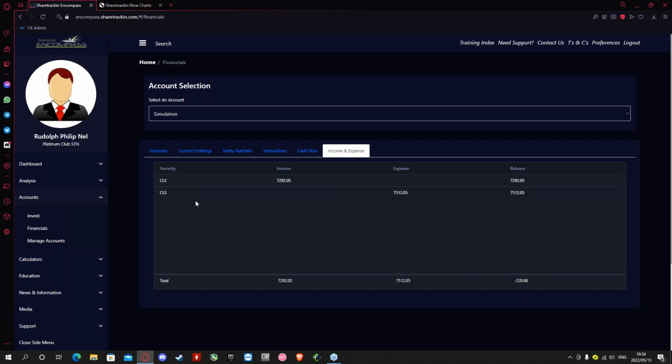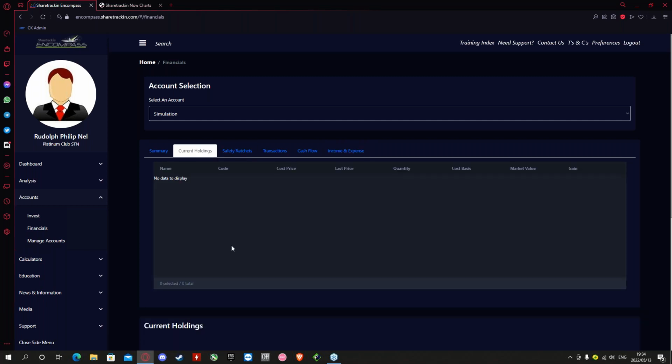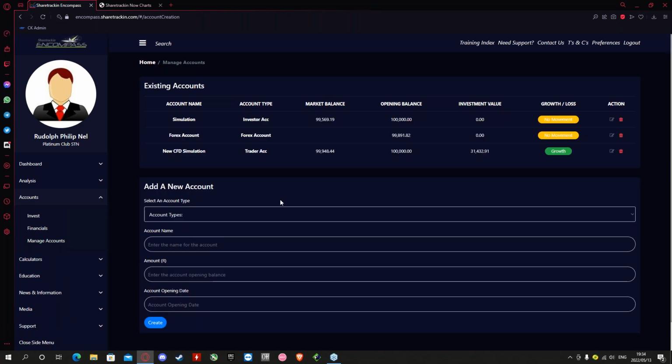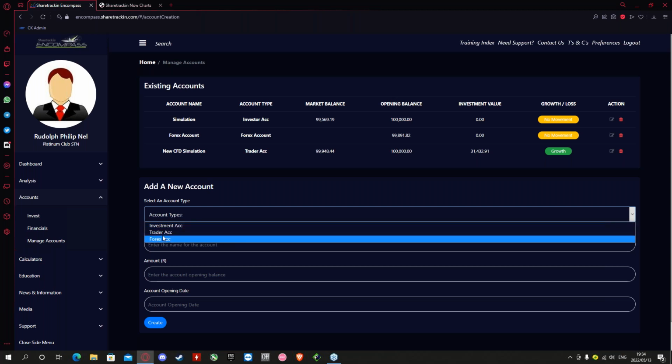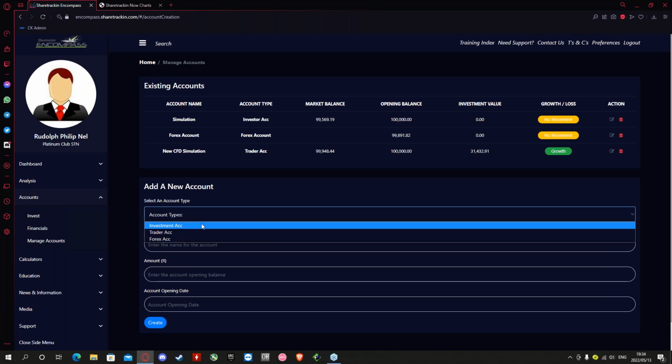All right, I'll show you how to transact so you can see your safety ratchets and also your current holdings. Underneath your manage accounts over here, you can create extra accounts. If we go to our account type, you can either create an investment or a trader account. If you don't have the Forex, then obviously you won't be able to create a Forex account, but all of you should be able to create an investment or a trader account.